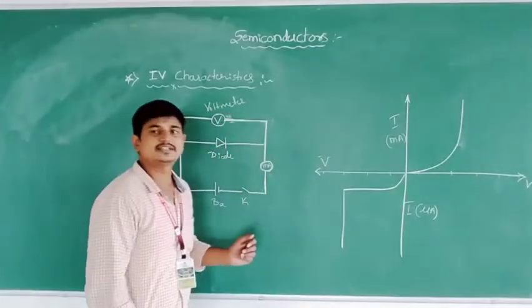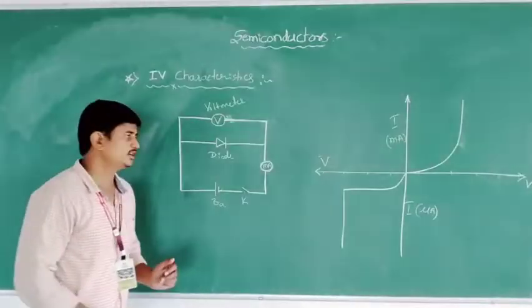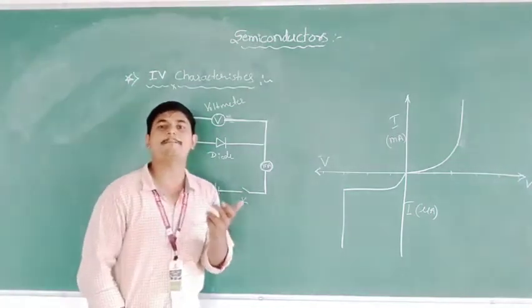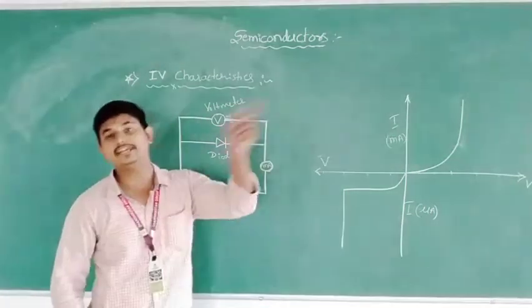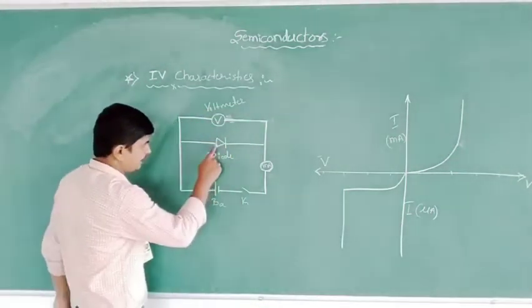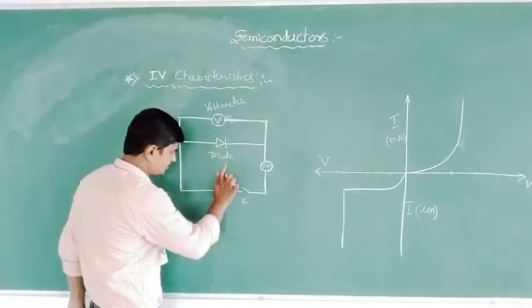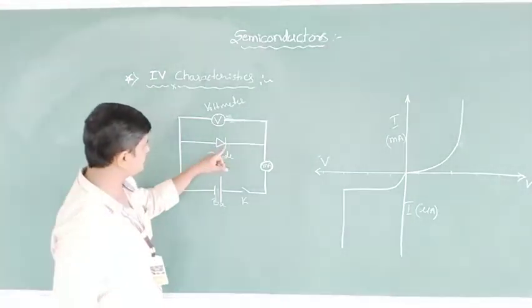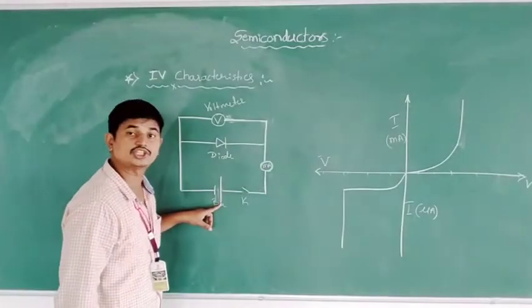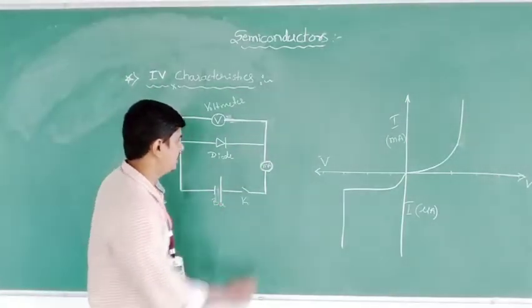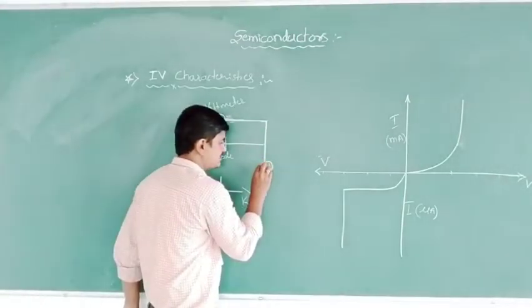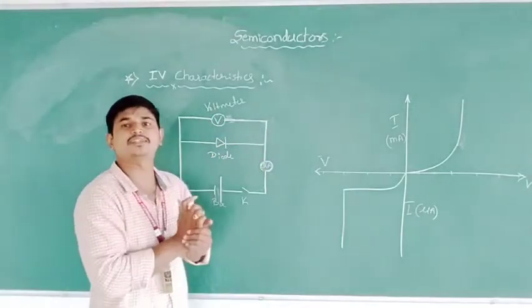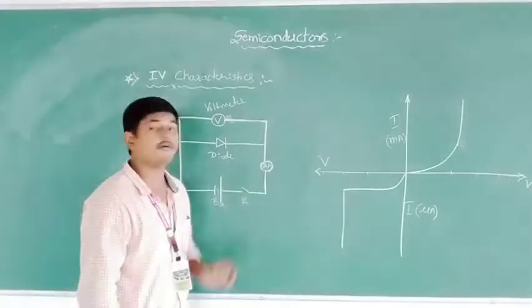Let's come to the reverse bias. See here, reverse bias is nothing but the P-type semiconductor connected to the negative terminal of the battery, and the N-type semiconductor connected to the positive terminal of the battery. In the reverse bias, the flow of current is very minimal, in the order of microamperes.